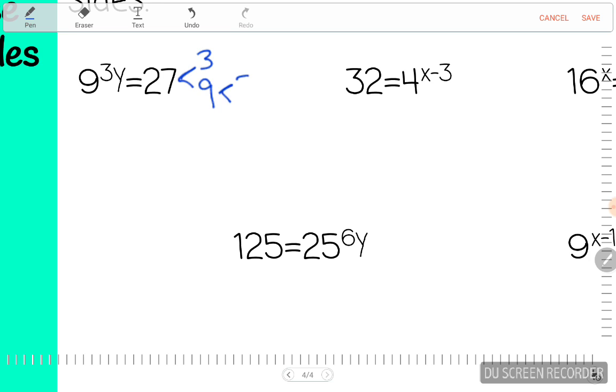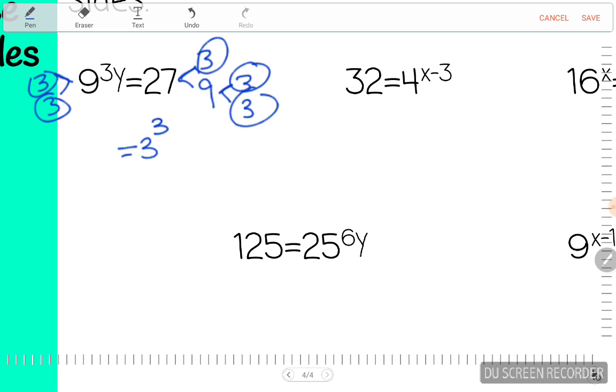What I can do is break it down to a 3. It's the same as 3 to the 3rd power, so I could do 3 cubed. And I could break 9 down as well. This would be 2 3s, so I would write 3 squared, and then that's raised to the 3y power.